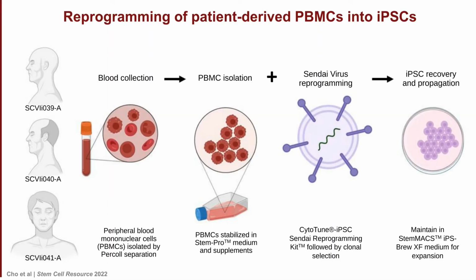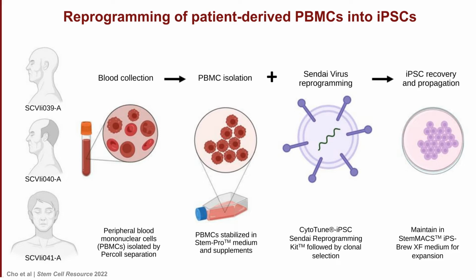So from 3 DCM patients, 2 male and 1 female, blood was collected. Peripheral blood mononuclear cells, or PBMCs, were isolated from the blood using separation techniques, and then stabilized in media and supplements. Next, we use vectors based on a modified non-transmissible form of Sendai virus to safely and effectively deliver and express key genetic factors necessary for reprogramming somatic cells into iPSCs, and then clonally select for cells that were transduced.